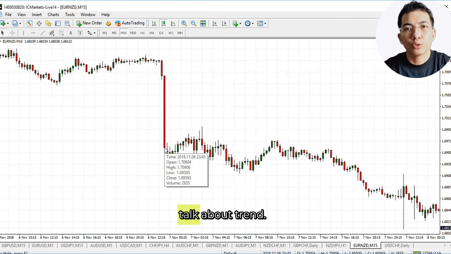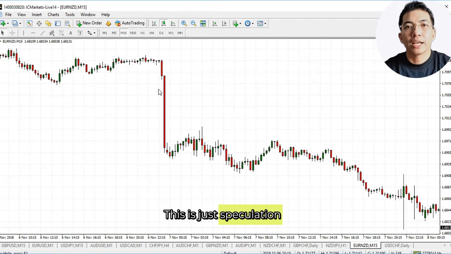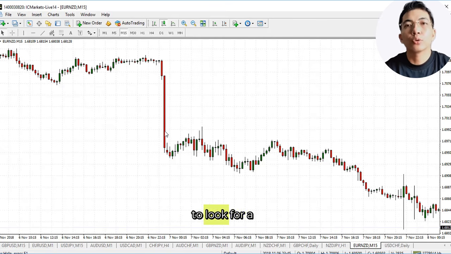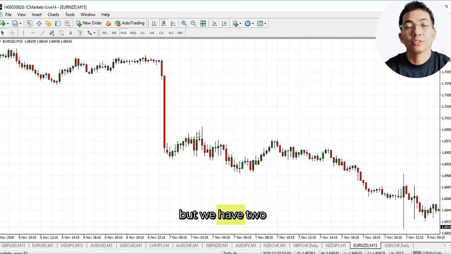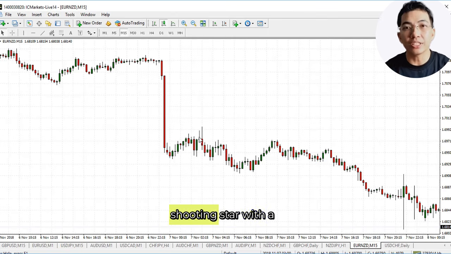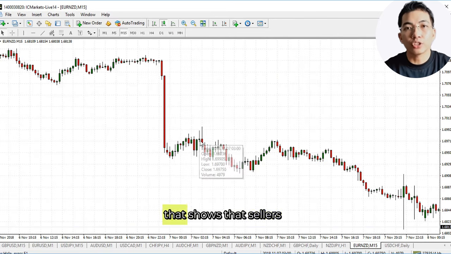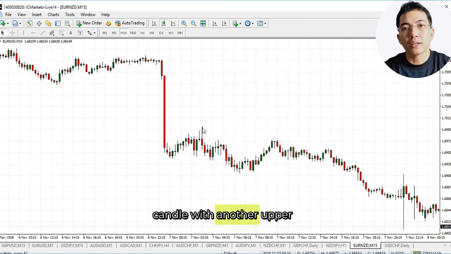Here we can't really talk about trends. This is just speculation pushing the price down very fast, so I wouldn't analyze this candle to look for a sign of continuation of the downtrend. I believe that these other candles that follow are more important to evaluate the trend. We have several attempts by buyers to push the price back up, but we have two reactions forming two bearish engulfing patterns. Then we have a shooting star with a very good upper shadow that shows that sellers are reacting on this level, and then another candle with another upper shadow that shows a great reaction by sellers.